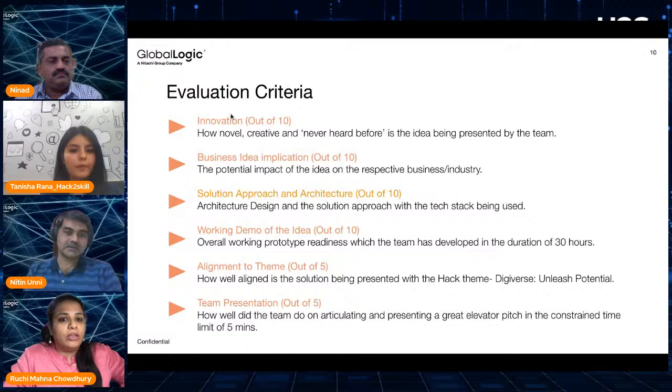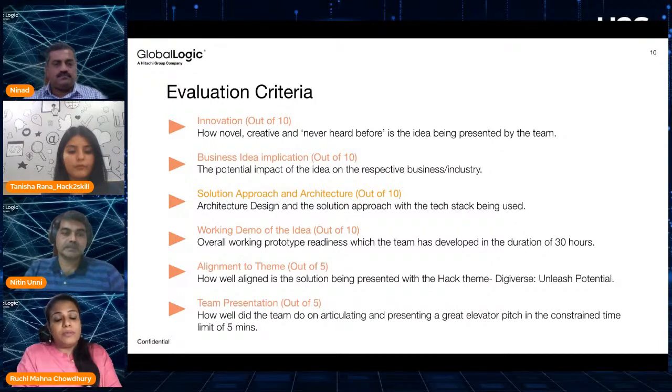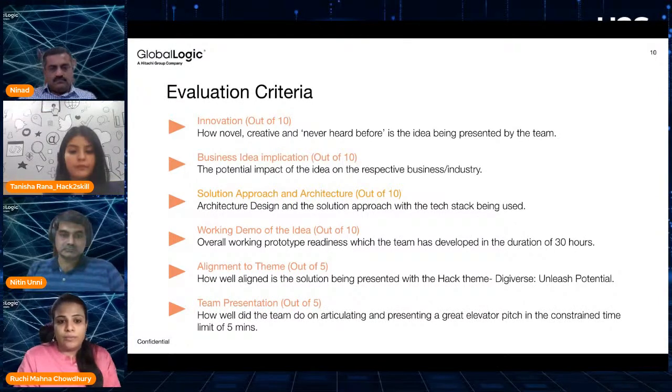So the eval criteria is really... It's okay. Thank you, Nitin. So, innovation, business idea implication, solution approach, architecture, working demo of the idea. Very, very important. I want to spend 30 seconds and talk about this. In the end, you will get 5 minutes to present your idea, 5 minutes to really show your working demo, and also talk about the winning idea.